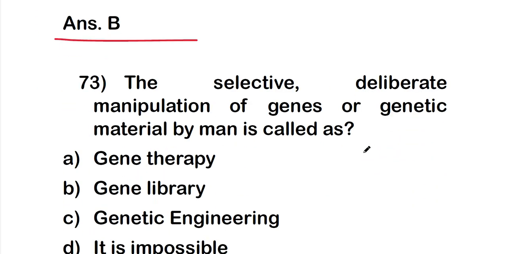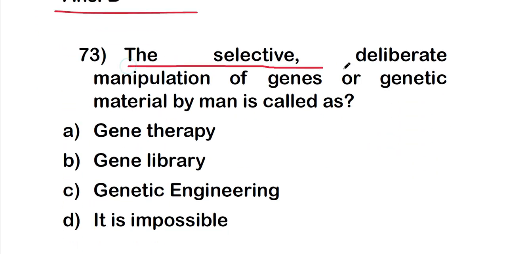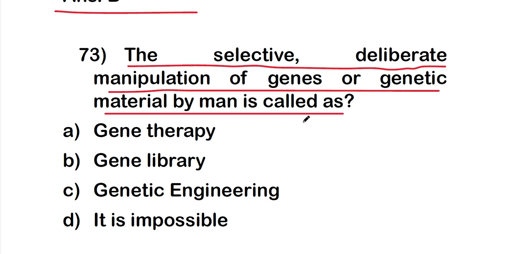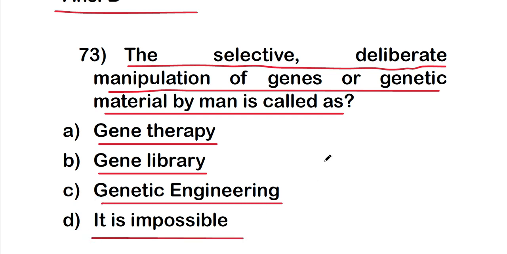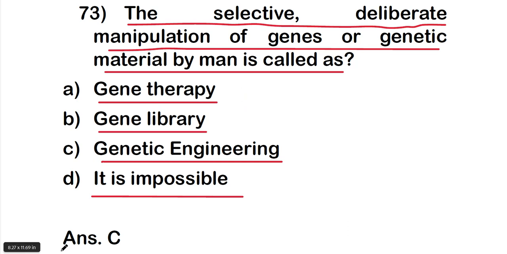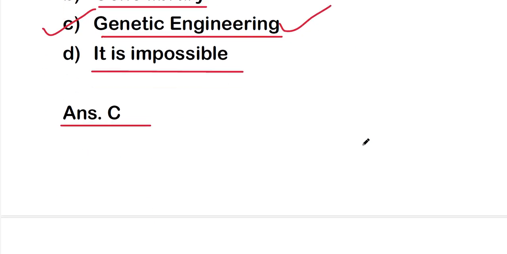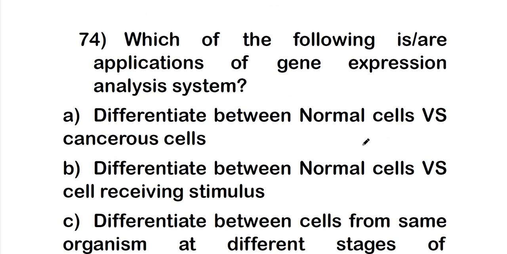So let's move on to question number 73. So the selective deliberate manipulation of genes or genetic material by man is called as option A gene therapy, option B gene library, option C genetic engineering, or option D it is impossible. So the right one is option C, that is genetic engineering. So the selective deliberate manipulation of genes or genetic material by man is called as genetic engineering. Okay, so let's move on to question number 74.